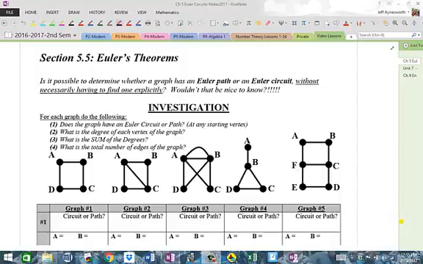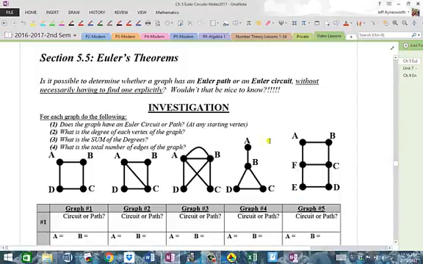So our first investigation here, we're going to take 5 simple graphs and we're going to take a look at whether it has a circuit, Euler circuit or Euler path, and starting at any vertex. And we're going to investigate the degrees of the vertex, the sum of the degrees, and the total number of edges. We're going to do this investigation to determine what Euler came up with a long, long time ago.